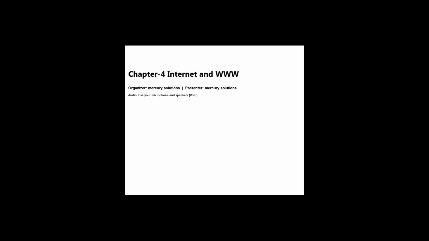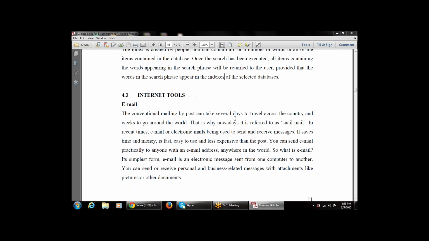Now let's take a quick review. The last class was on the 5th of March, that is on Thursday. So let's start with the previous recall, what we covered in the last class, then move to the next topic, that is today's topic, the WWW. First of all, we covered the internet tools in the last class, that is, what internet tools are available.